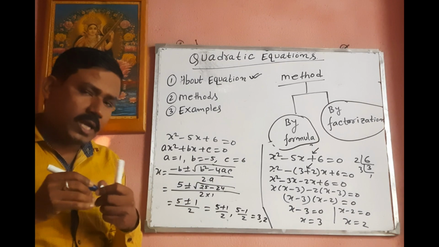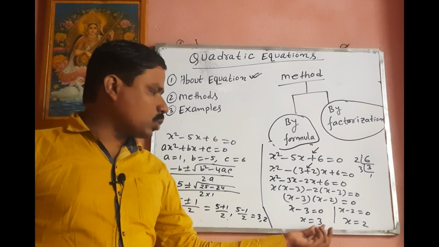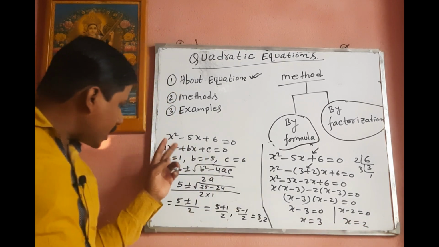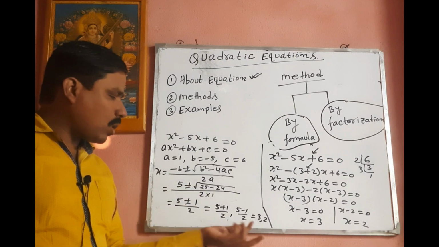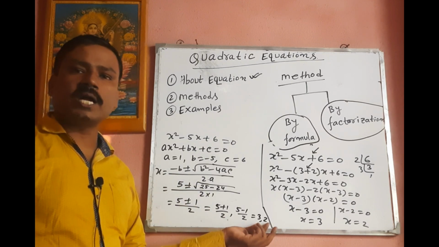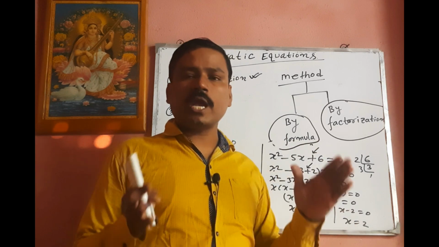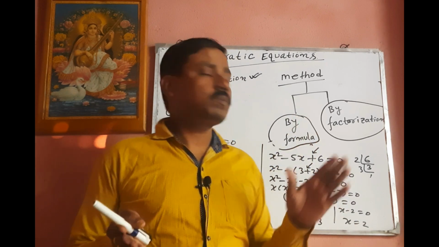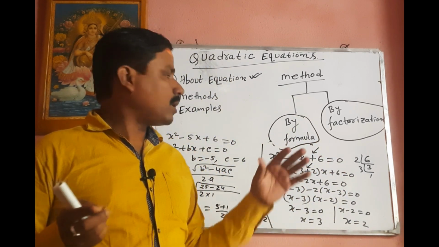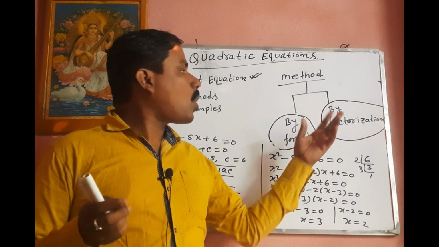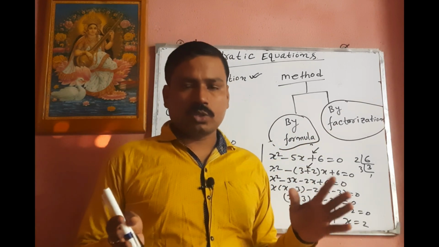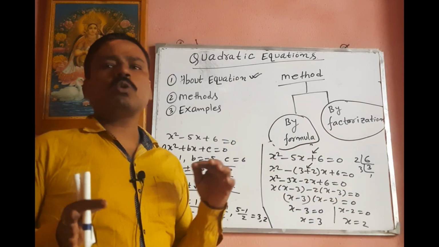So according to factorization, the roots are 3 and 2, and using the formula we can also find the roots 3 and 2. So according to your choice, you can use any process to solve this kind of quadratic equation, by formula or either factorization method. It depends on you. Now we move to the next part.